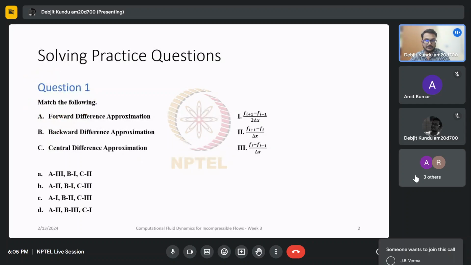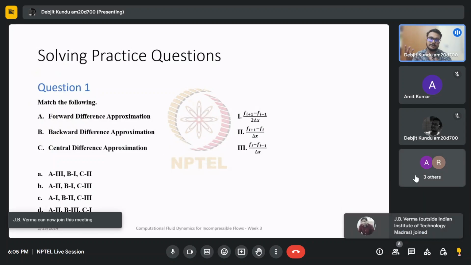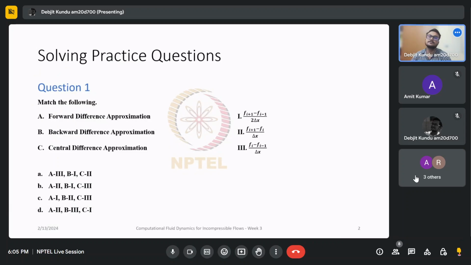This week, the topic of discussion was the different discretization techniques and whatever errors can creep in as a result of that. So our questions will be in that line as well. This is the first question of today's session, which is a match the following type of question, which has three different types of approximations on the left-hand side. A, forward difference approximation, B, backward difference, and C, central difference approximation. And on the right-hand column, we have three mathematical expressions which correspond to these different kinds of approximations. So you have to find out the correct combination.